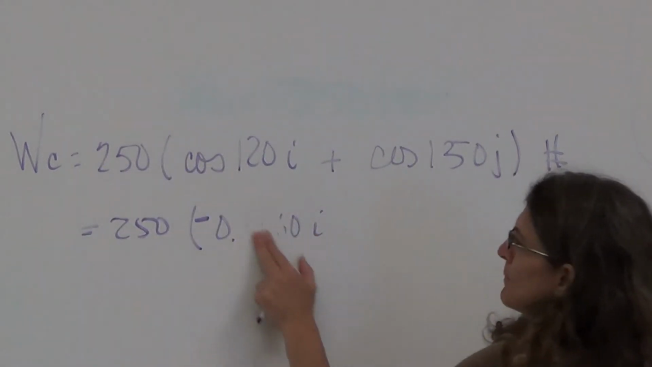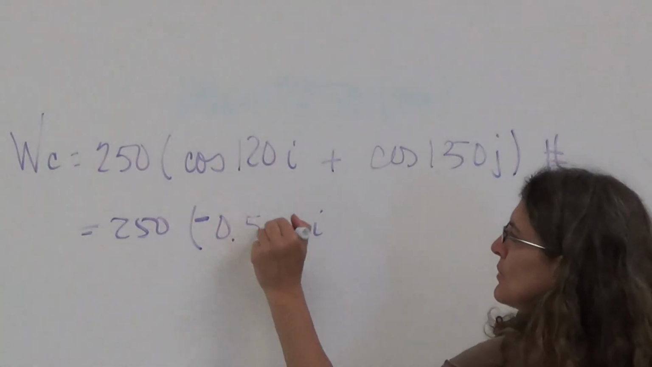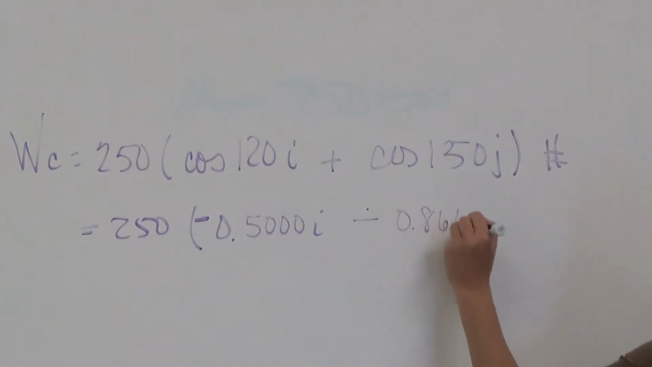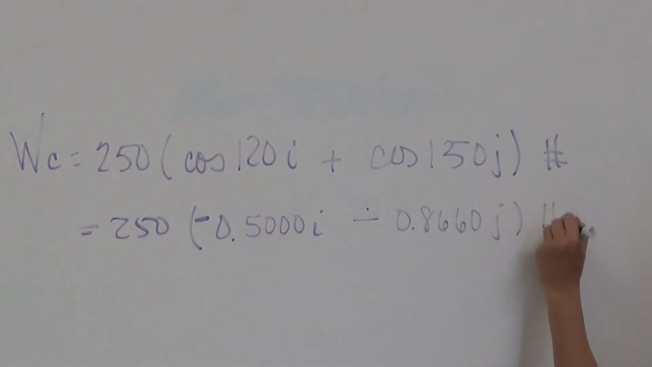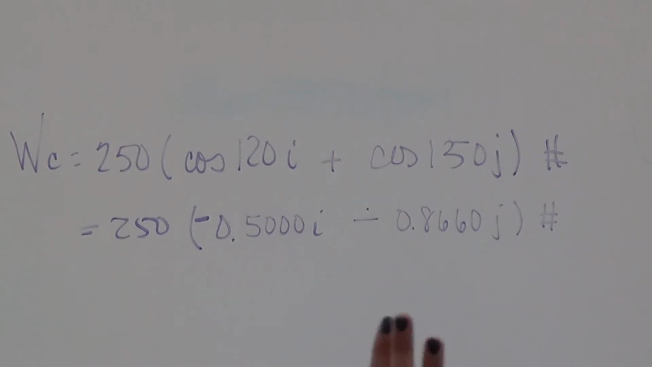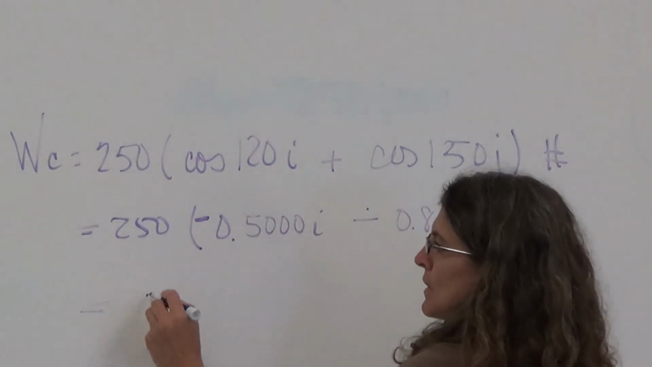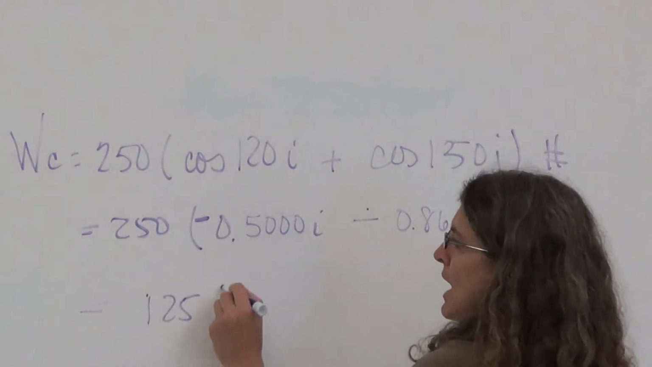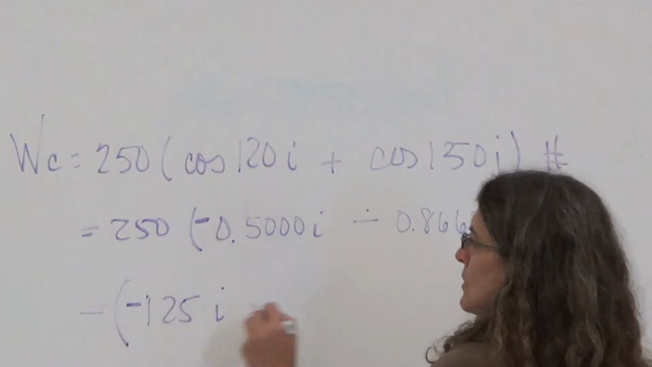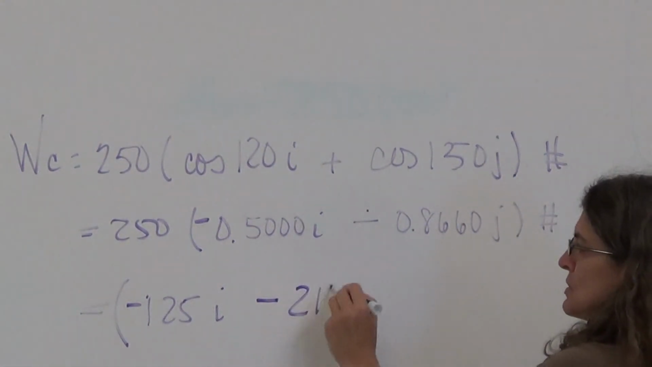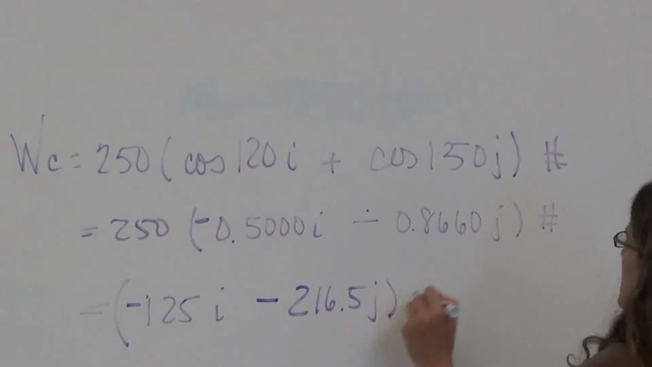How do you guys remember? I don't remember. Minus 0.8660 pounds. 216.5. So it comes out to be what? 125I negative, minus 216.5J pounds.